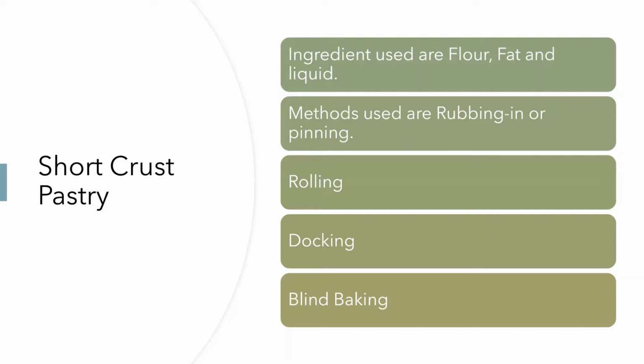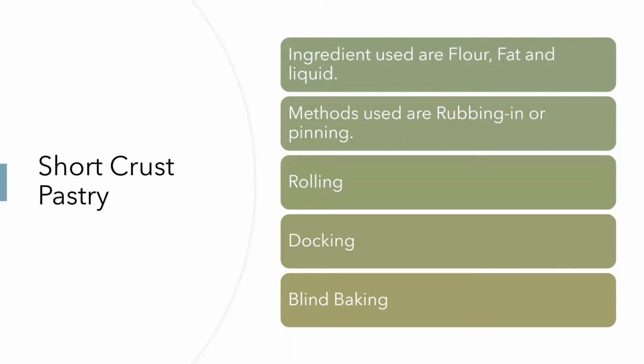The butter and flour can be mixed using either the rubbing in method, where the pieces of butter are rubbed into the flour to produce coarse breadcrumb size particles. Cold water is then sprinkled over and the dough is lightly mixed to form shortcrust pastry.